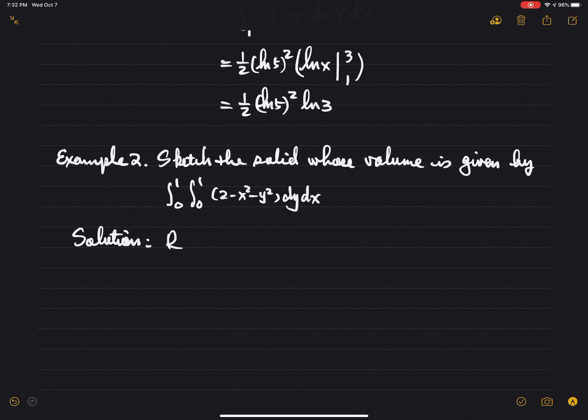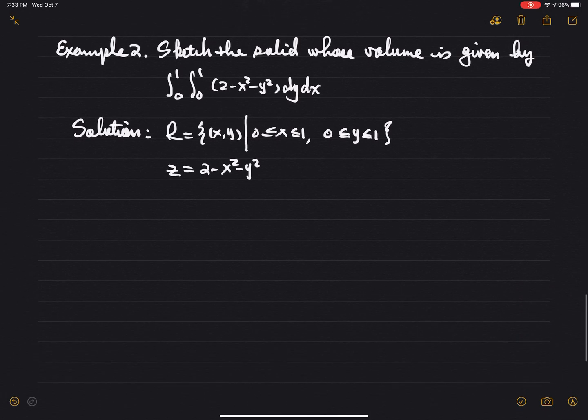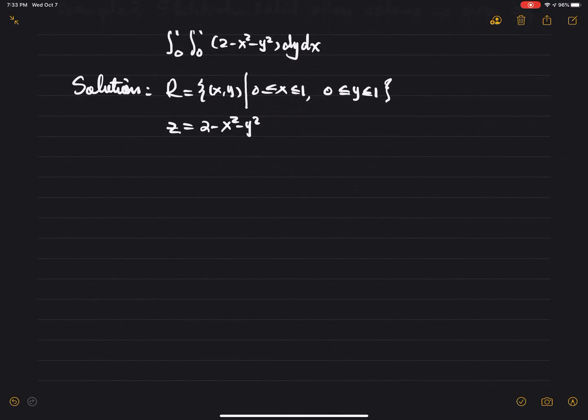So R is equal to (x, y), where x is between 0 and 1, and y is between 0 and 1. Okay, first of all, we have this. And then we say the function z is equal to 2 minus x squared minus y squared. Okay, so now let's look at this.